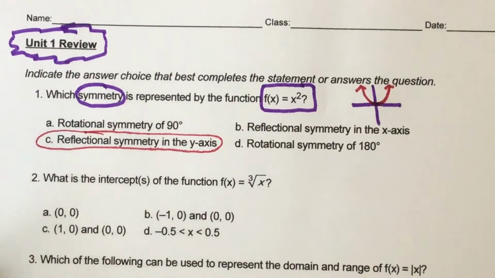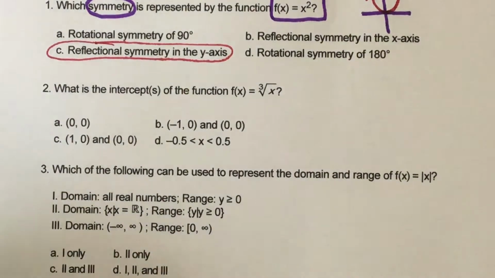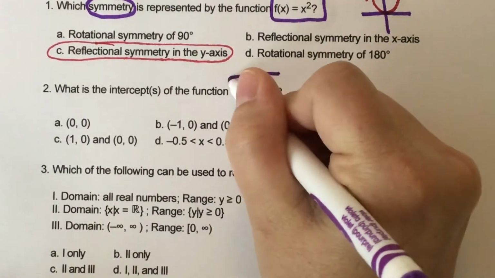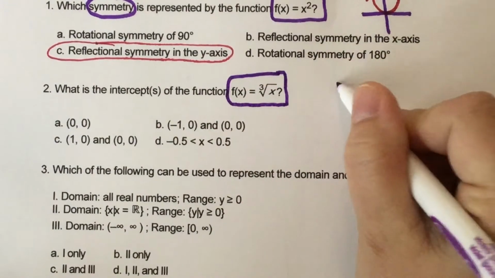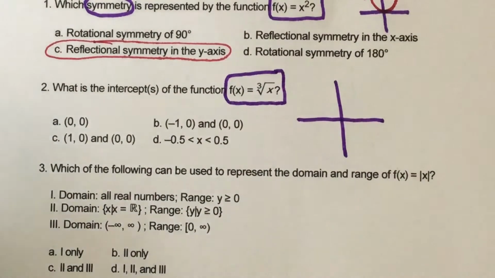All right, number 2. It says, what are the intercepts of the function f of x equals the cube root of x? Okay, so if you know what this graph looks like, fantastic. And if you don't, then you need to look at it. So this is where you'd use your online graphing calculator, your own graphing calculator, or Desmos.